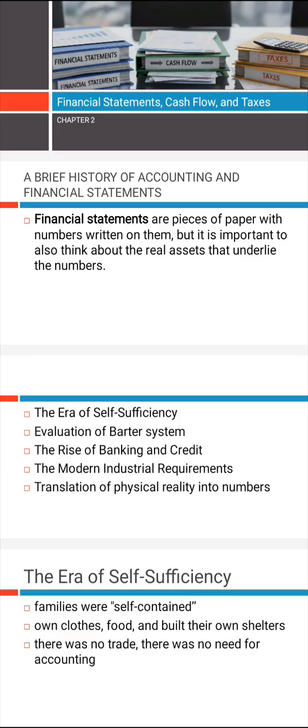We will first see what a financial statement is. These are pieces of paper with numbers written on them, but it is important to also think about the real assets that underlie the numbers. So here we are representing the value of assets, either short-term or long-term assets, and liabilities or shareholders' owners equity, and the cash flow statement.